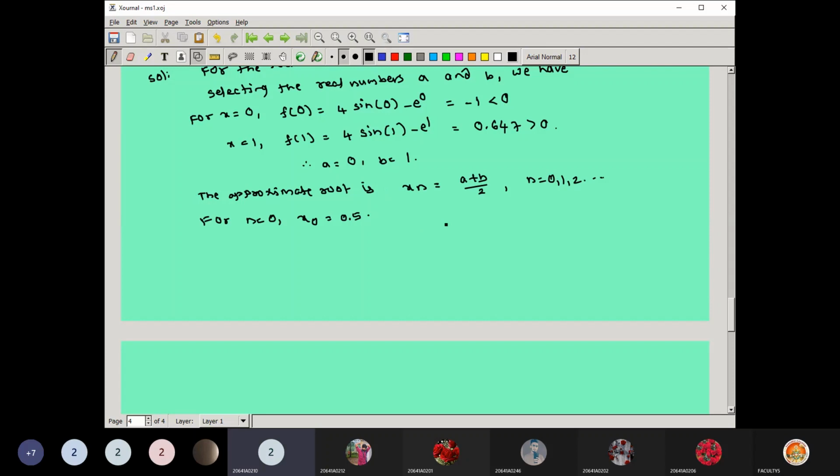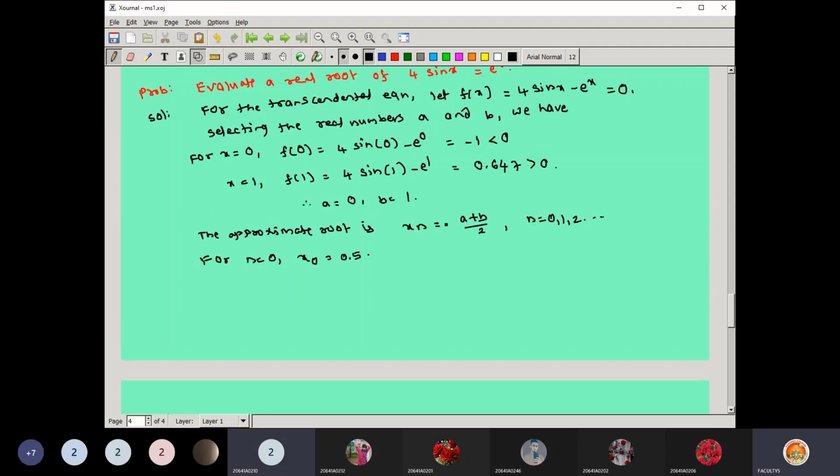What did you get? 4 sin of 0.5, and then minus e power 0.5, so shift ln 0.5. So you are getting the answer 0.2689. It is not equal to 0. Greater than 0 it is. So when it is greater than 0, you change the b value.